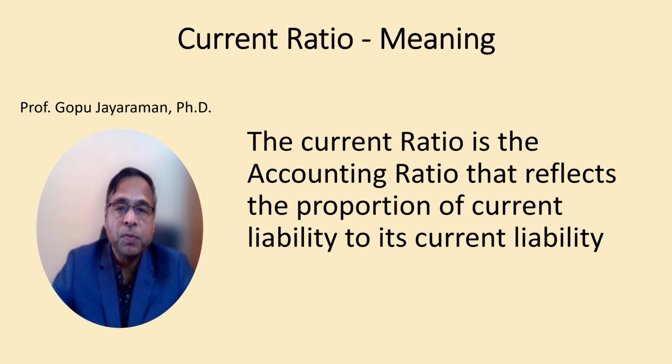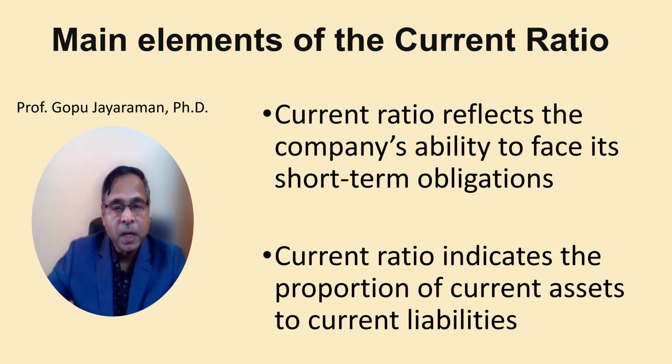The current ratio is widely adopted by financial analysts and stock market analysts to test the financial condition of the company, particularly the short-term position. The current ratio measures the proportion of the current assets of the company to its total current liabilities. The current ratio indicates how many times the current assets are equal to the current liability. The current ratio reflects the short-term financial condition of the company.